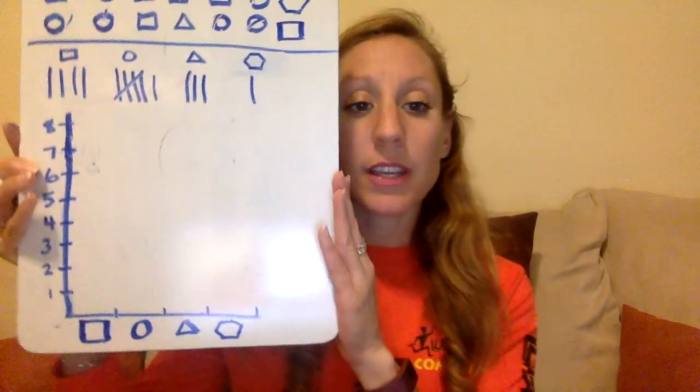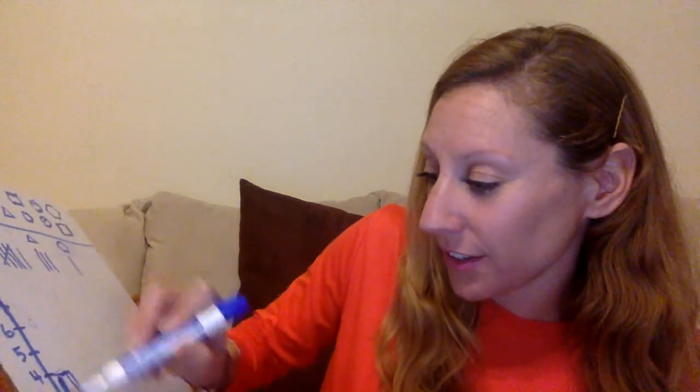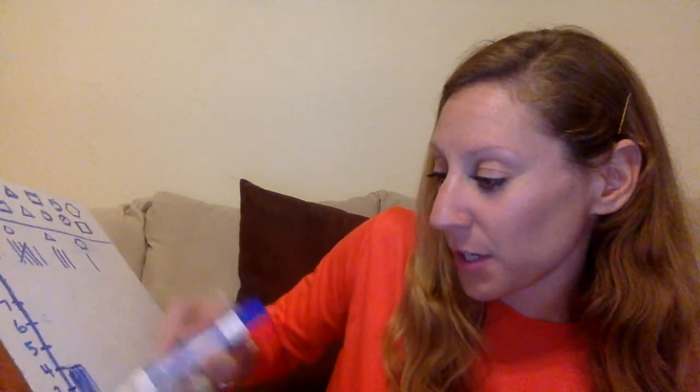All right, so now I'm going to take that information and graph it in my bar graph down below. So I have 4 squares. So 1, 2, 3, 4 squares. I'm going to make my line here and draw it down. You can see 4, and I'm going to color that in. I'm not going to take away the tick marks on the side. So 4 squares.